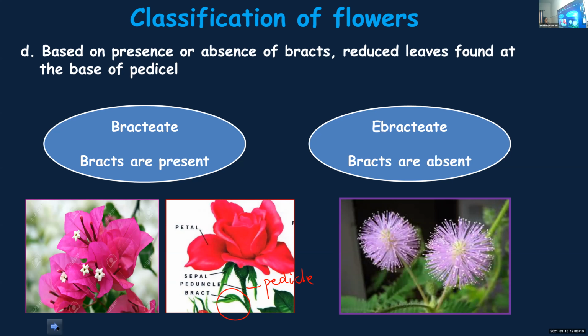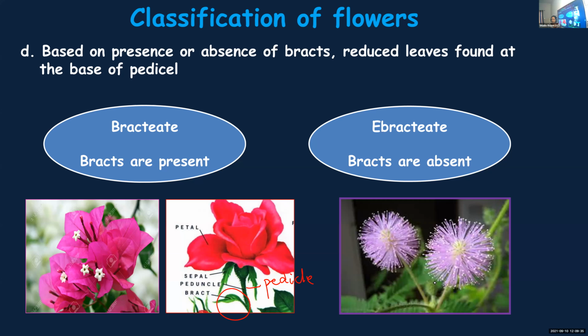So ebracteate means bracts will be absent. Bracteate means bracts will be present. What are bracts? These are reduced leaves present at the base of the pedicel. Any doubts? So 4 criteria for classifying flowers we learned.